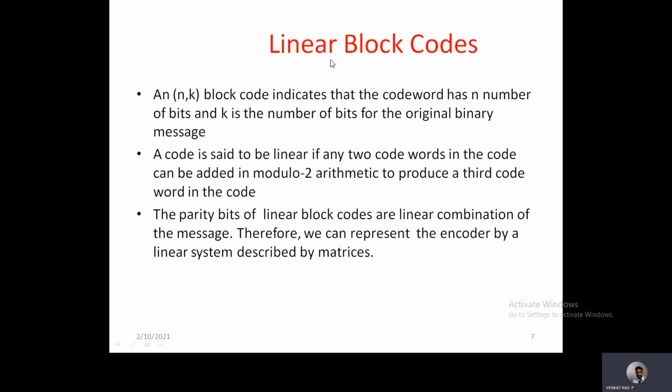A block code is said to be linear if 2 code words in the set of codes can be added in modulo-2 arithmetic to produce a third code word in the code.